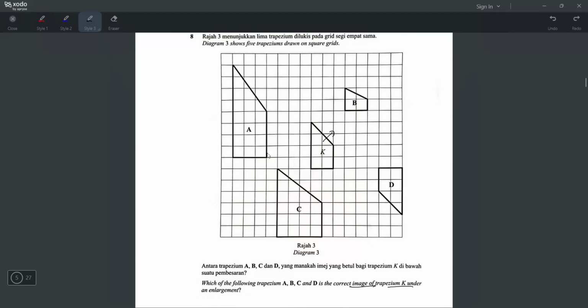So we just check which one has the same ratio with K. Okay, let's start with kira K dulu. So you have 1, 2, 3, 4. This is 4. This one is 2 kotak. This one is 2 kotak. So it's 4, 2, 2.